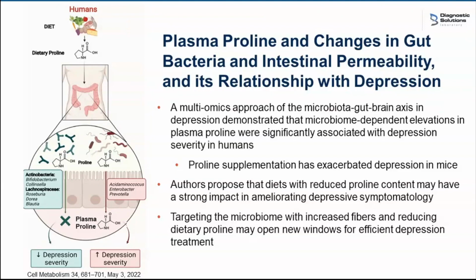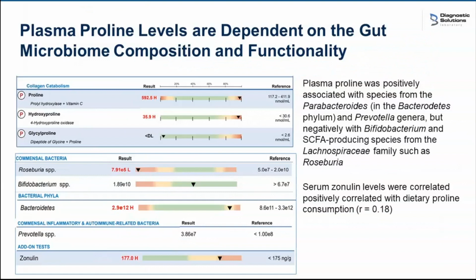And they have a nice diagram here. So here's this diet and the proline content. It goes into the gut, and the impact of it is going to be dependent on what's in your gut. So a gut bacteria that has more of these, Bifido, Collinsella, Roseburia, is going to do better. It's going to lessen depression severity. But a gut bacteria that has more of these, the Enterobacter, Prevotella, may increase depression or is associated with increased depression. So when I'm looking at these as a whole, I'm going to look at plasma proline and see, like, this would worry me if this were somebody who was depressed.